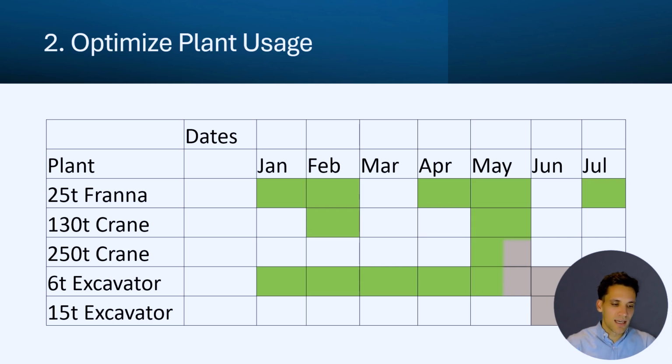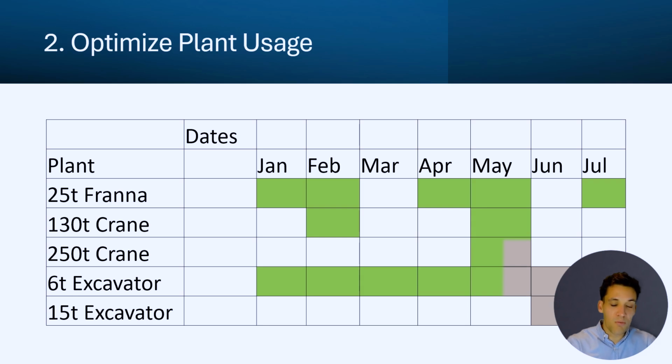But what you're going to do is for each of these bits of plant, you simply highlight the date and time you need it. Looking at this as an example, you can see we need a 20-ton franna in January and February, April and May, and July. So when you look at this, the sorts of questions you want to ask is, can we move those activities for the franna from April to May? Can we shift them to March?